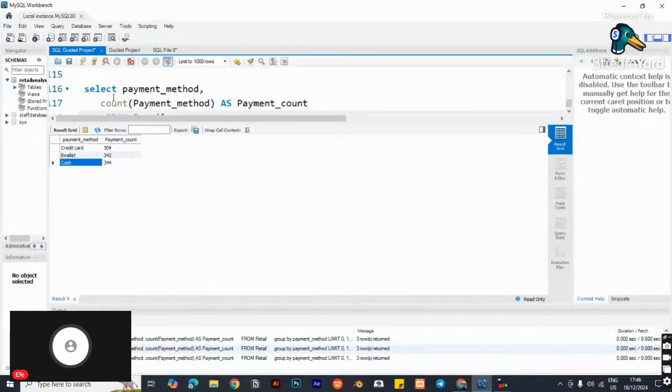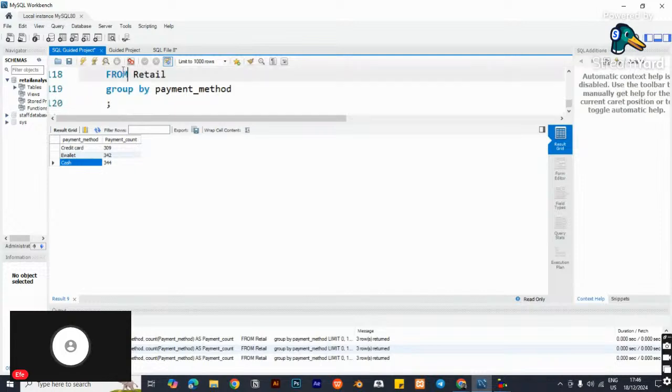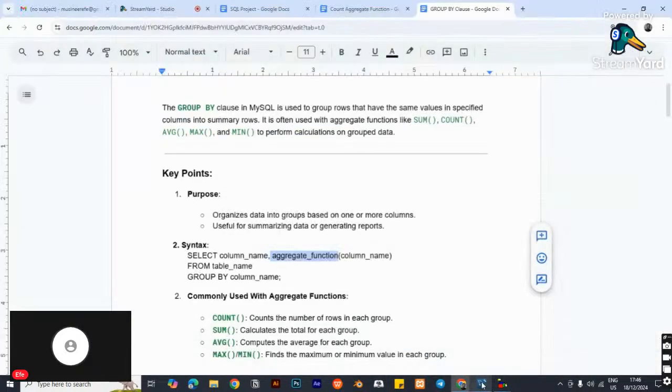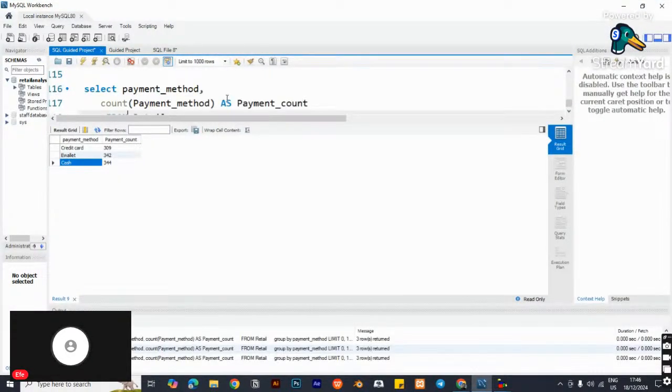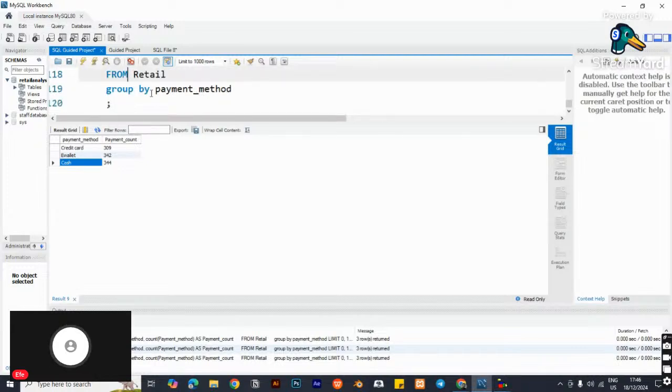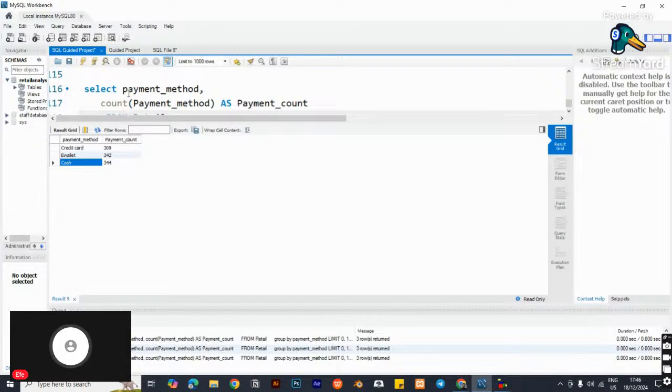Select the column name followed by the aggregate function count, from the retail table, and you group it. You see how we just applied the group by. The column name you are grouping by should be the same as what is selected, what is being counted. There should be a match most of the time. Group by payment method, I selected payment method earlier on. You can group by anything anyway, but this is the order of writing in your SQL code.